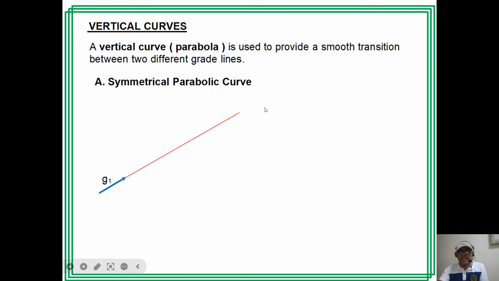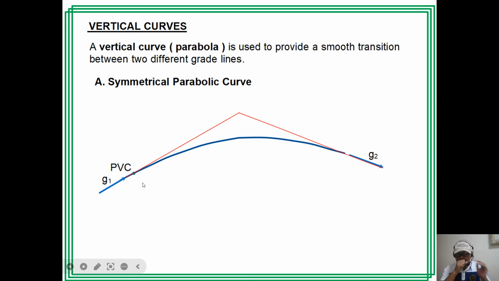So let us say we consider two grade lines here, G1, and we have here G2. So we connect them by a parabolic curve, a vertical curve. So the parabolic curve starts at the PVC, point of the vertical curve, and then we have the PVT, point of vertical tangency. Then the two tangents intersect at PVI.